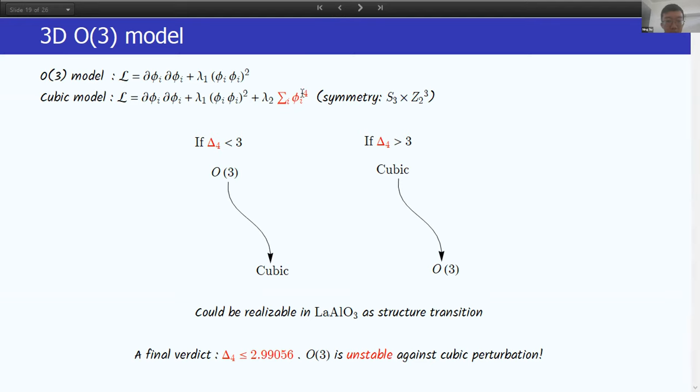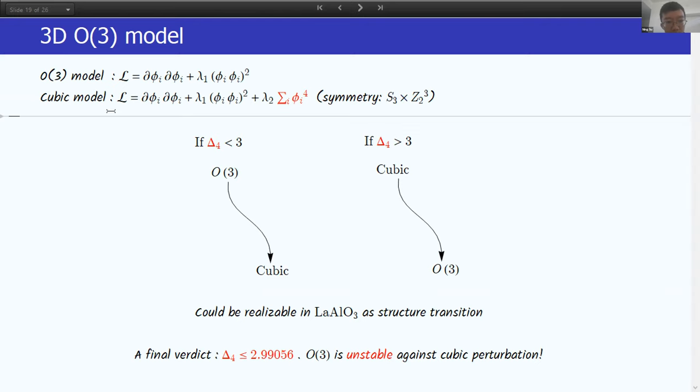And for the O3, we can also learn some interesting things. The O3 model in the continuum limit is described by the phi-4 Lagrangian. We can actually add a term to it. This term breaks O3 symmetry to the discrete symmetry S3 direct product Z2 to the power 3. This symmetry is called the cubic symmetry because it's the symmetry of the cube. So now the question is, is this term relevant or not? If this term is relevant, then that means the O3 model should flow to the cubic model.